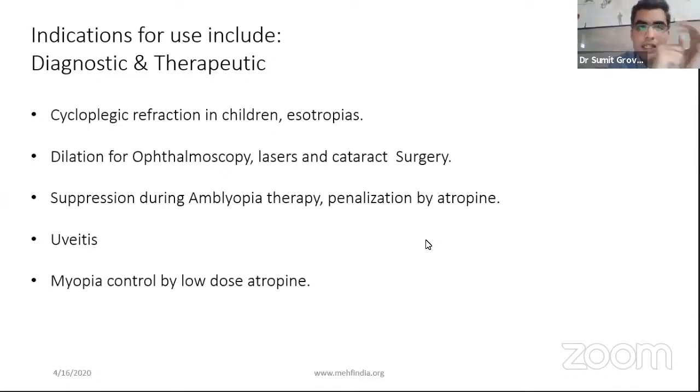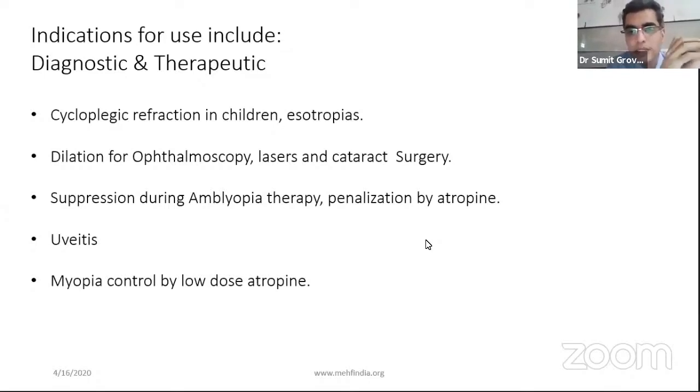We need dilatation for ophthalmoscopy, and for lasers, if we want to do posterior segment lasers like pan-retinal photocoagulation, or before cataract surgery, we all know. They have some therapeutic role in amblyopia therapy; we all know penalization by atropine. In an inflammatory condition of the eye known as uveitis, homatropine is the drug of choice.